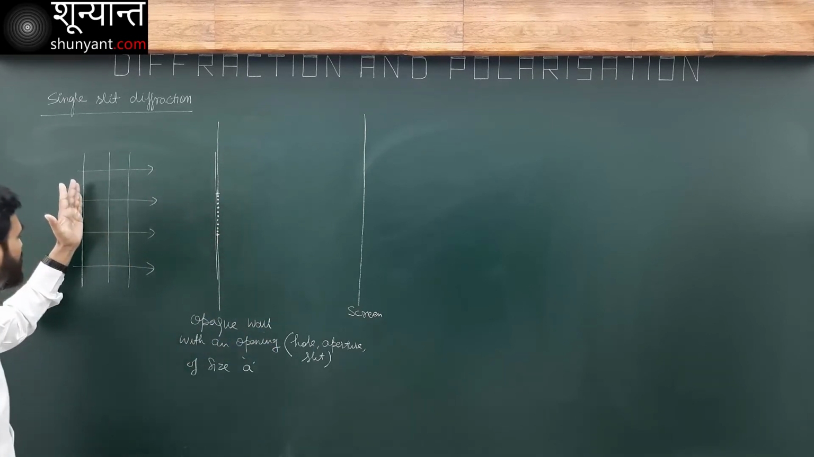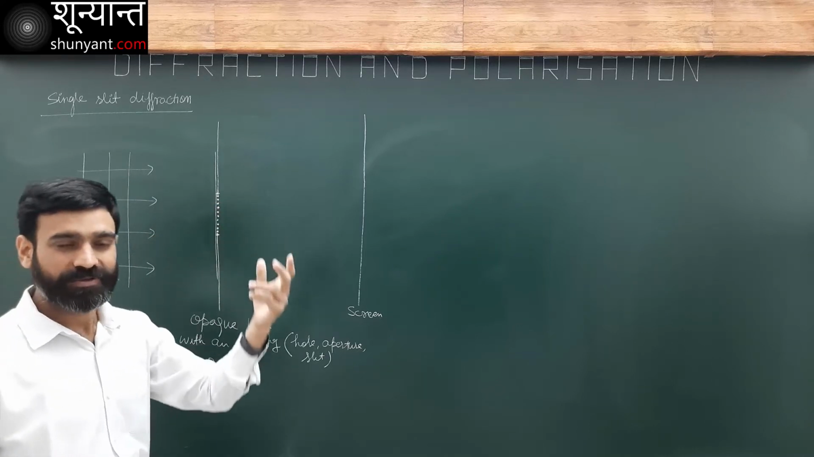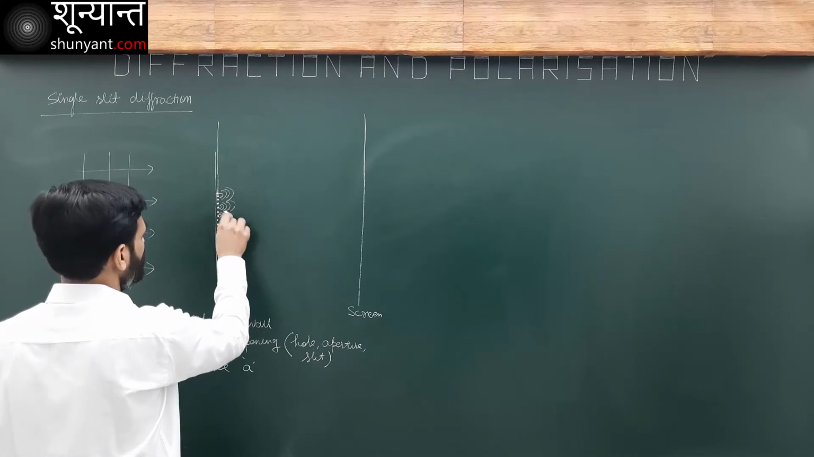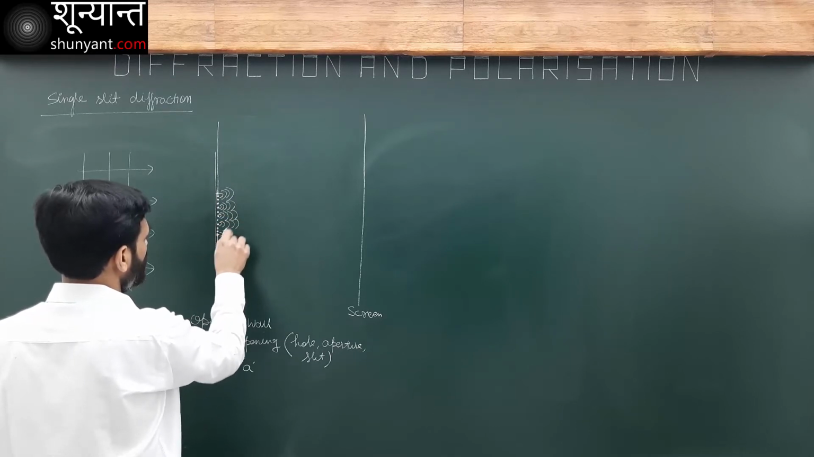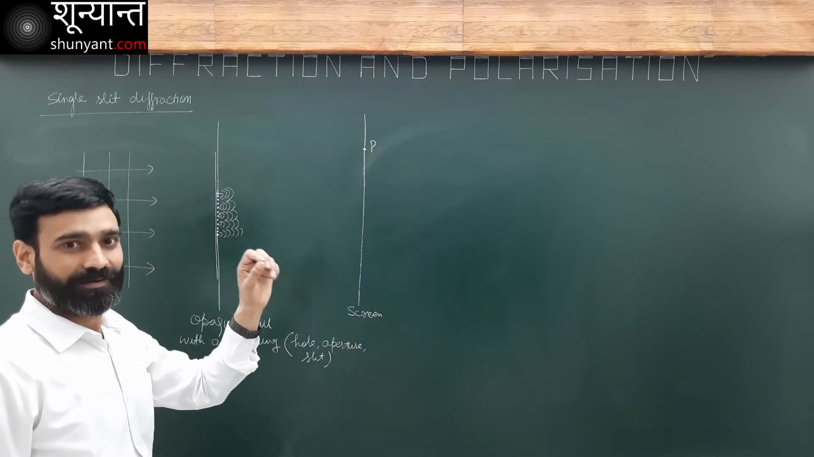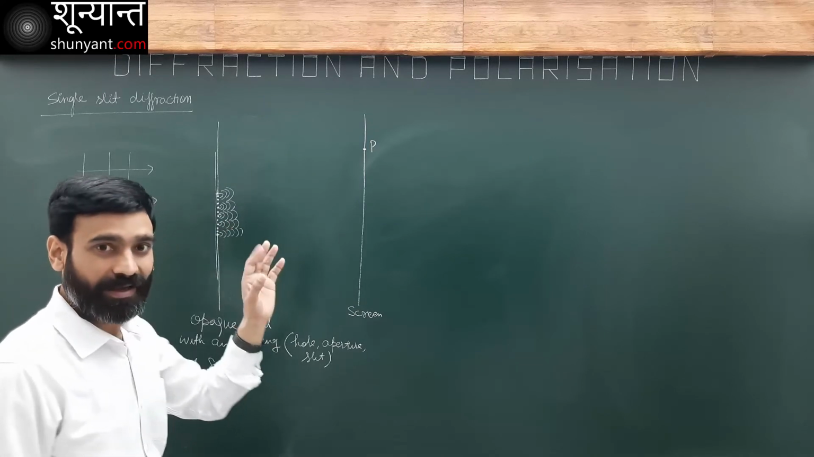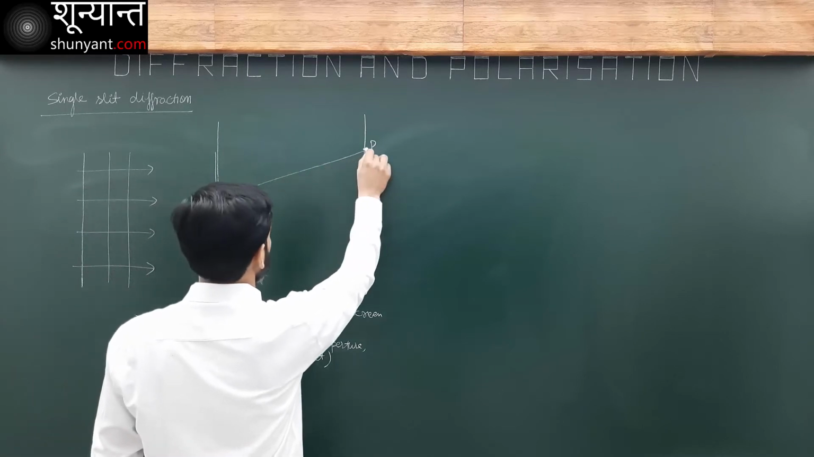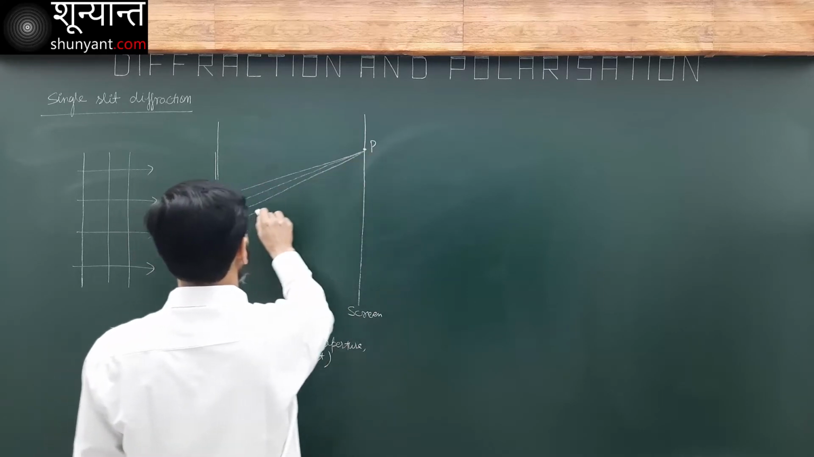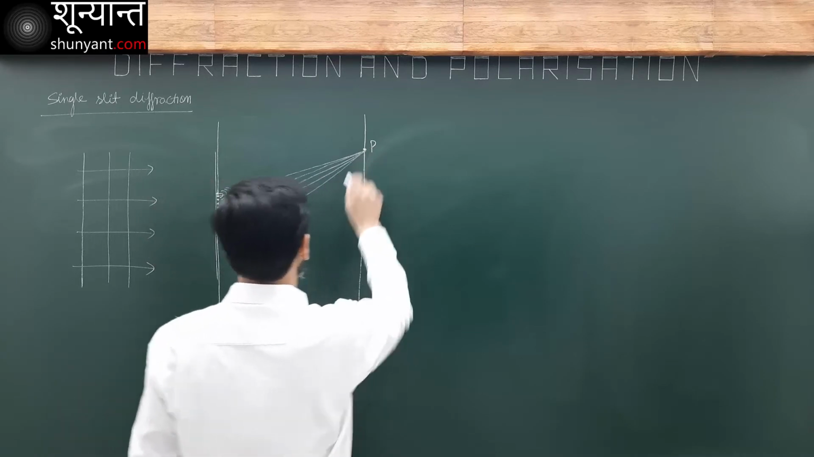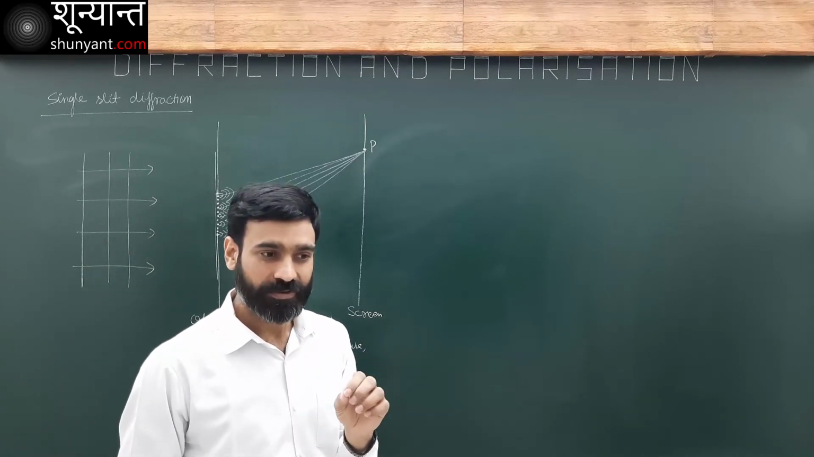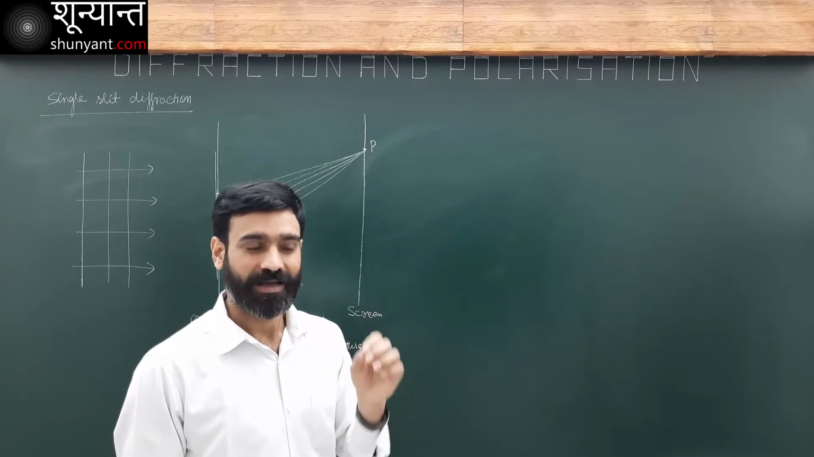But this is a plane wavefront. Now they become point sources, giving spherical wavefronts. They will start emitting waves like this. Infinite sources. And at any point on the screen here, light waves from infinite sources arrive and interfere, and they produce a fringe pattern that is known as the diffraction pattern.